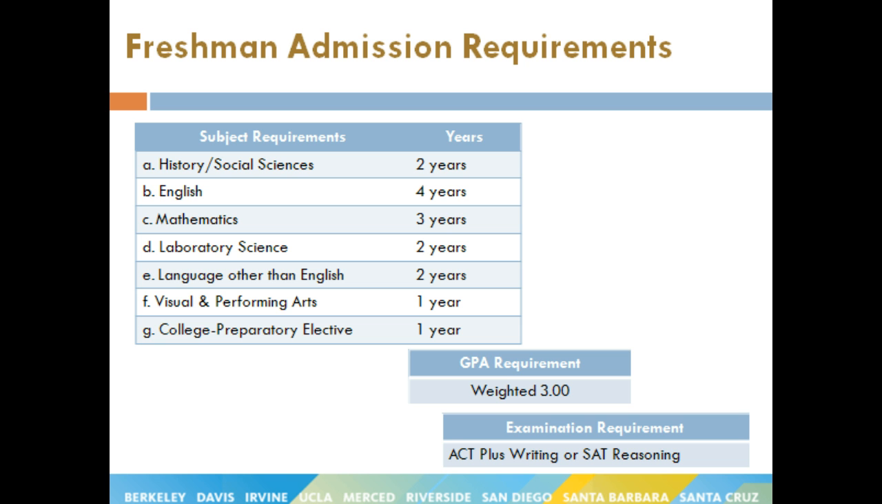for UC admissions. Although the minimum GPA is a 3.0, we know that average GPA for admissions is often much higher. You can check Family Connection or the individual college websites for average GPAs to each specific UC. Also required for admissions is the ACT plus writing or SAT reasoning test.